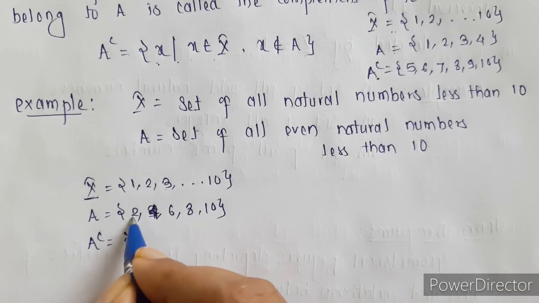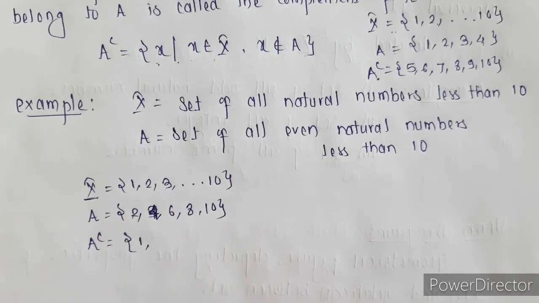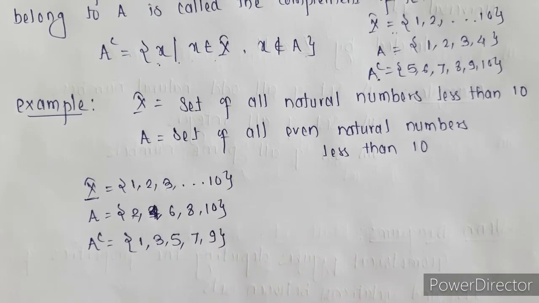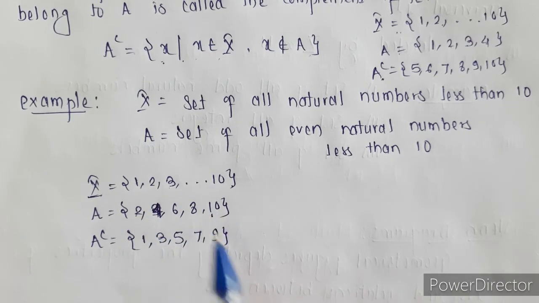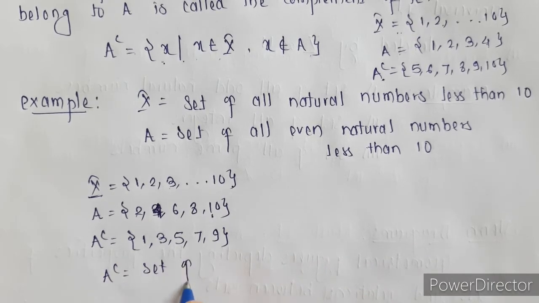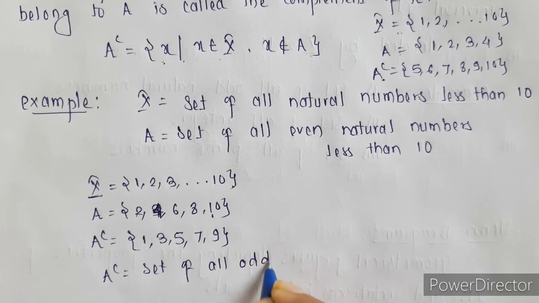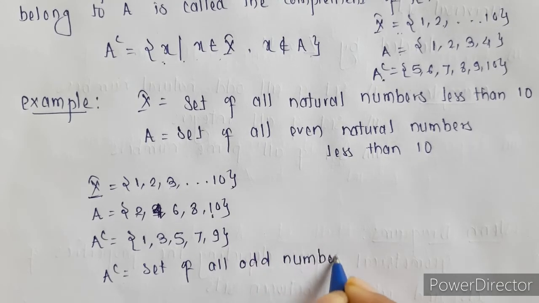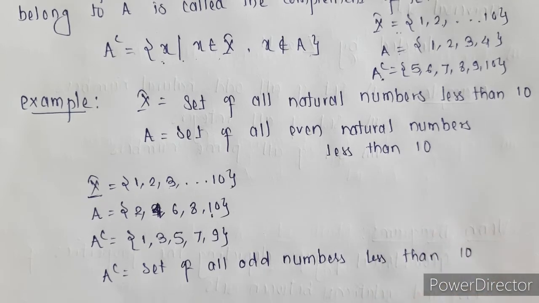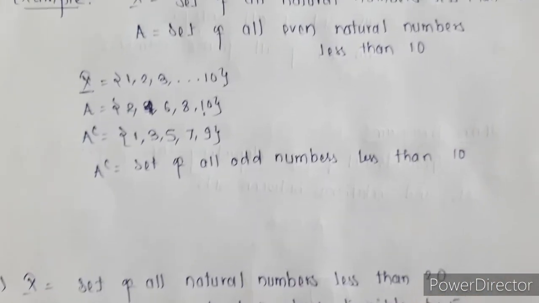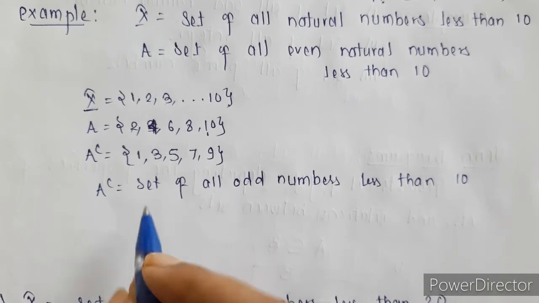So which are the elements which will belong to complement? We do not have 1 here but 1 is in universal set. So 1. Then we do not have 3. So 3, then 5, 7 and 9. So in complement we have all the numbers which are in X but which are not in A. Again we can write this complement as set of all odd numbers which are less than 10.